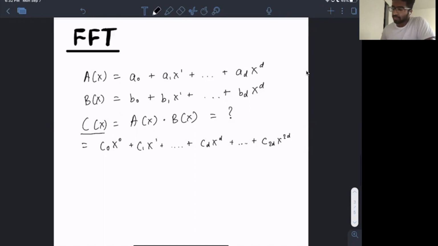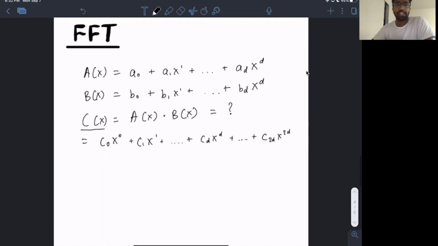As you may know, if we take the product of two degree D polynomials, we get a degree 2D polynomial, which is what I've expressed in this line here. Let's go coefficient by coefficient. Let's look at C sub D, the coefficient in front of the X to the power of D term. To find the entire C of X polynomial, we have to calculate each of these coefficients. So let's deep dive into how the calculation for one of the coefficients works.